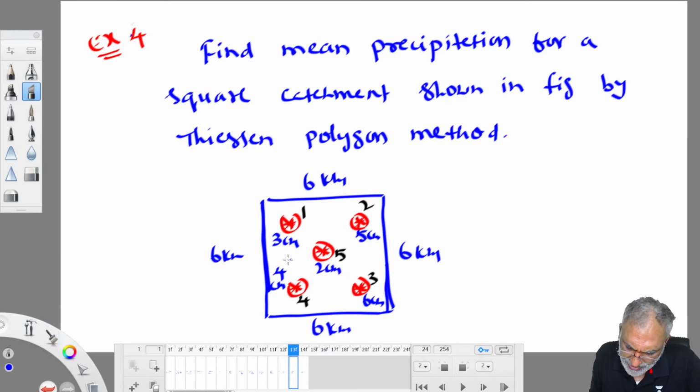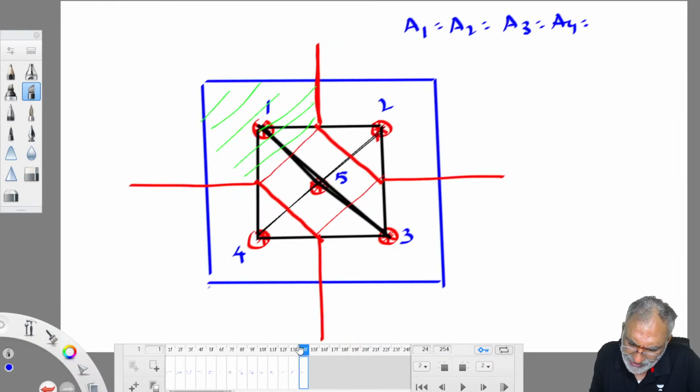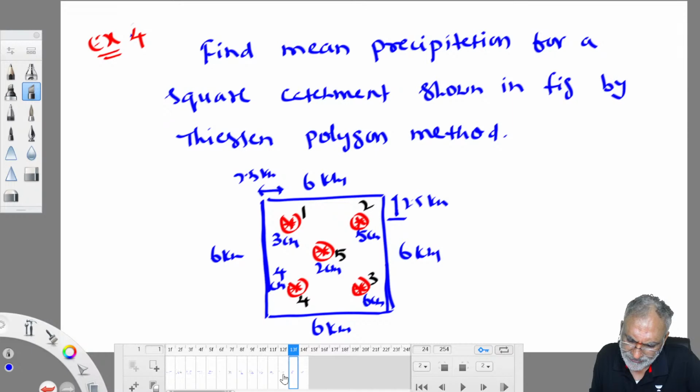Let us assume it is located 2.5 kilometers from this side and this side, 2.5 kilometers from every corner. All of them are located in the same way. If it is 2.5 kilometers from here and 2.5 kilometers from here, the remaining is 5 kilometers. Understood? The big square area is 10 kilometers by 10 kilometers, side 10 kilometers as given.